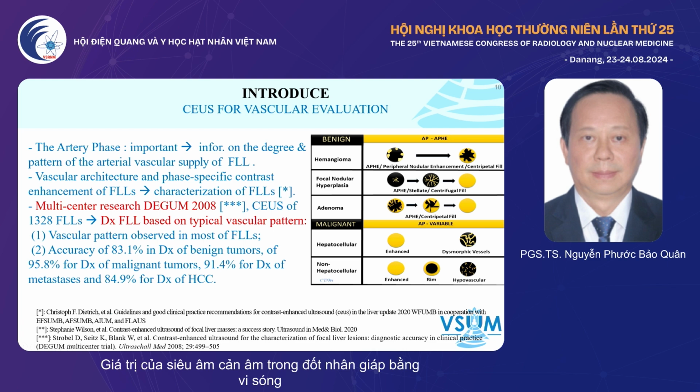For example, in hemangioma, CEUS can detect peripheral nodular enhancement. In focal nodular hyperplasia, CEUS can detect the spoke-wheel pattern, and in adenoma, we can see centripetal filling. Vice versa, in malignant tumors, particularly hepatocellular carcinoma, CEUS can detect dysmorphic, chaotic vessels, and in non-hepatocellular carcinoma it can show ring vessels and peripheral vessel distribution.